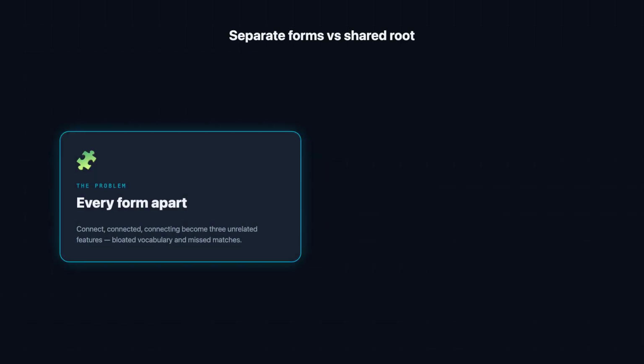Let's start with the problem it solves. Treating every word form as its own separate thing bloats your vocabulary and quietly costs you matches. Connect, connected, and connecting become three unrelated features. So a search for one misses the others, and your model wastes effort learning that they're basically the same word. Multiply that across a whole language, and the waste really adds up.